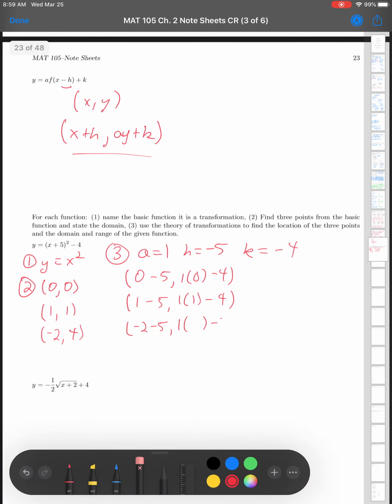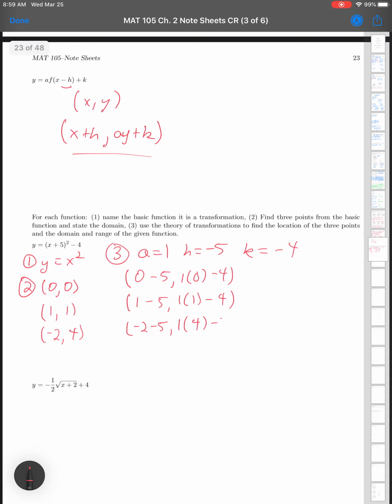minus, that one is not correct. Not negative 2, the y coordinate over here, which is 4. So 1 times 4 minus 4. So our new points are negative 5, negative 4, negative 4, negative 3, and negative 7, 0. So that's the first part. So those are finding the points.